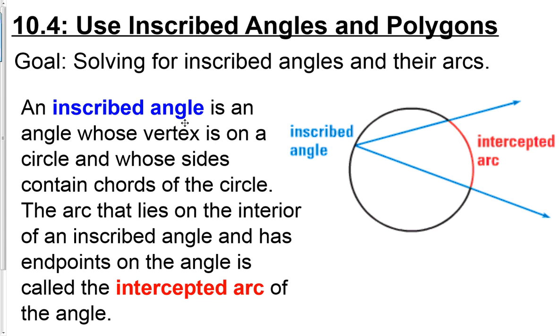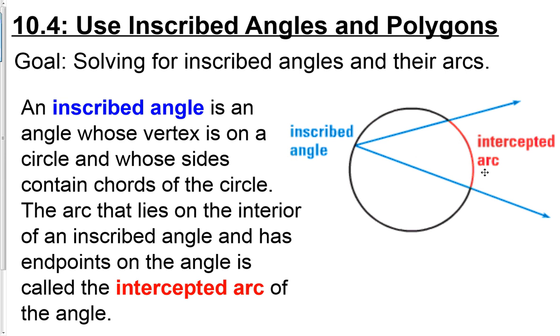Today we are doing lesson 10.4, using inscribed angles and polygons, and the goal is to solve for inscribed angles and their arcs. An inscribed angle is an angle whose vertex is on the circle and whose sides contain chords of a circle, right? So this side is a chord, this side is a chord.